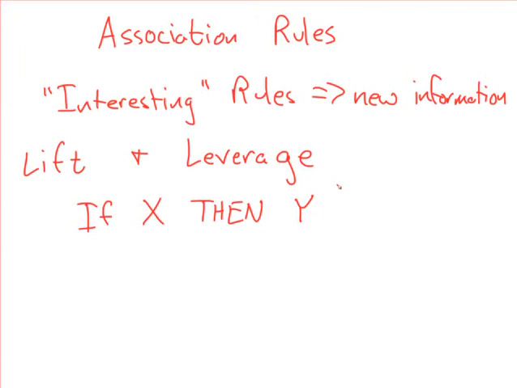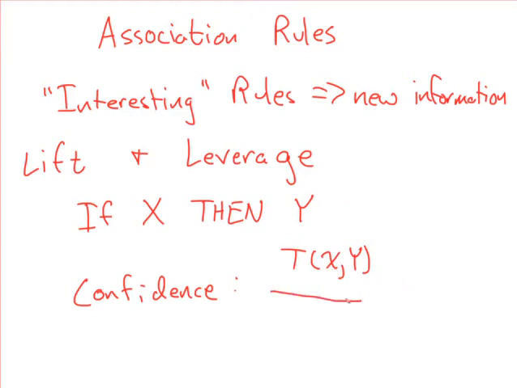And so the way we talked about confidence, the way we defined it, was the same as the accuracy of the rule. It was the cover of both of the items, the antecedent and the consequent, and then we divided it by the cover of the antecedent. So we ended up with something like this.